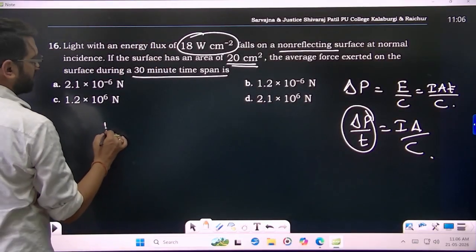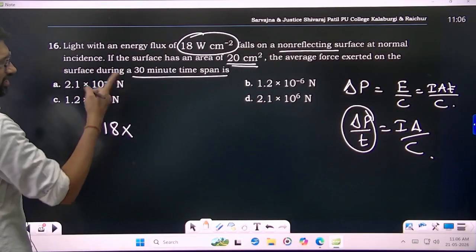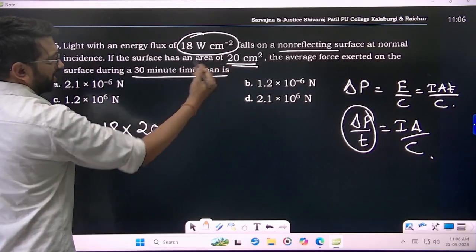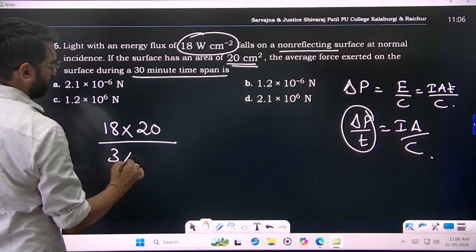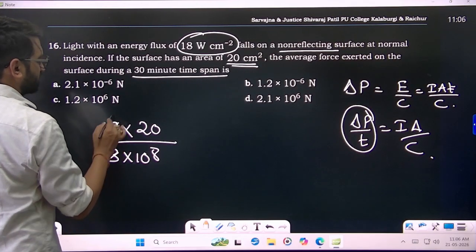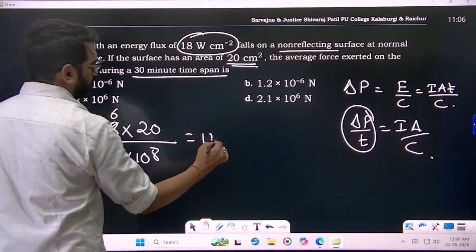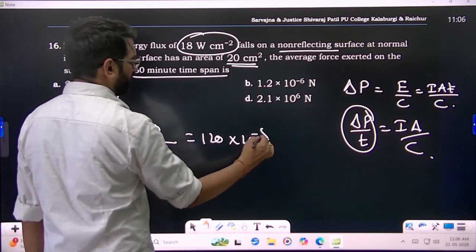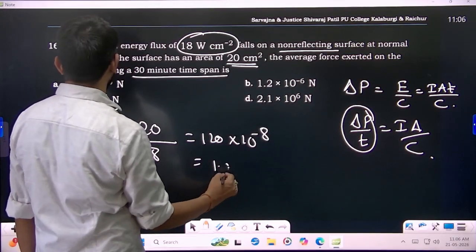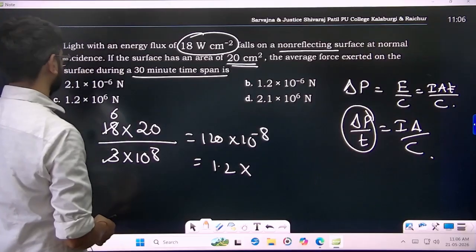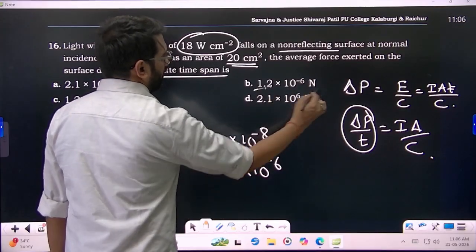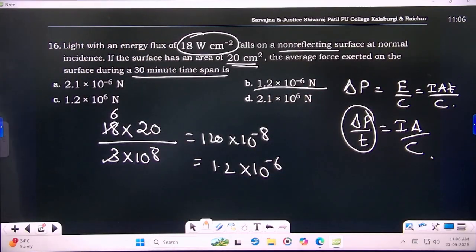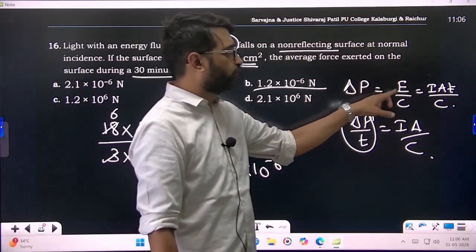This is the formula. Rate of change of momentum is nothing but the force. So I is 18 into A is 20, because centimeter square are getting cancelled, divided by C. C is 3 into 10 to the power of 8. So this is 6, this is 120, 120 into 10 to the power of minus 8, which is 1.2 into 10 to the power of minus 6. If this happens to be a reflecting surface, you get 2E by C.